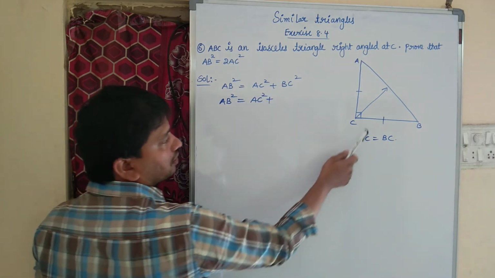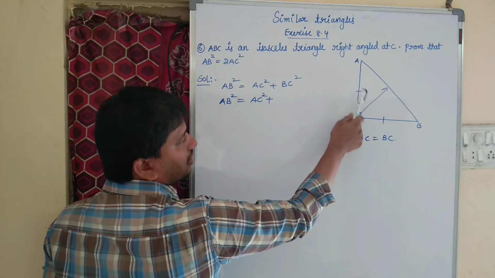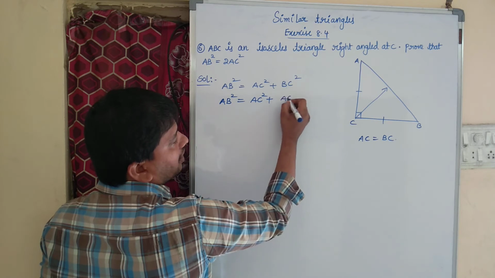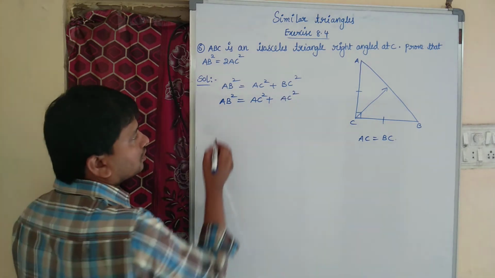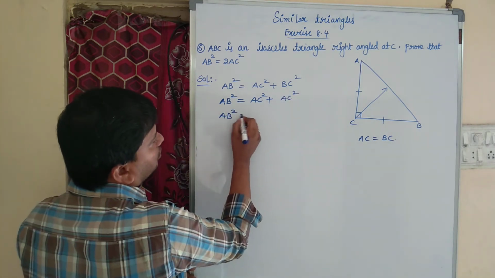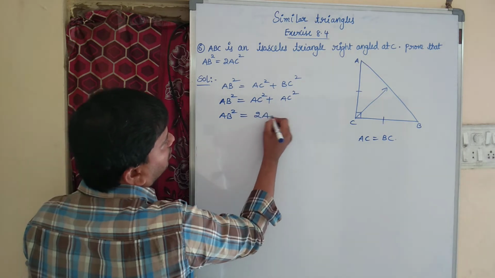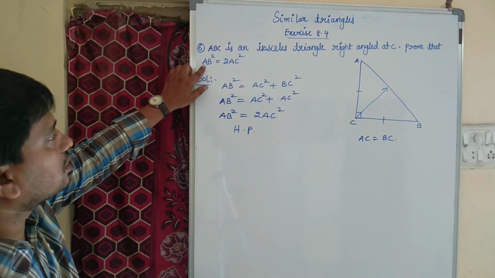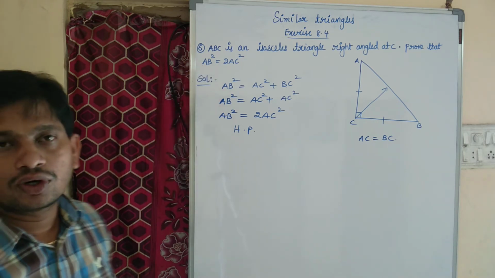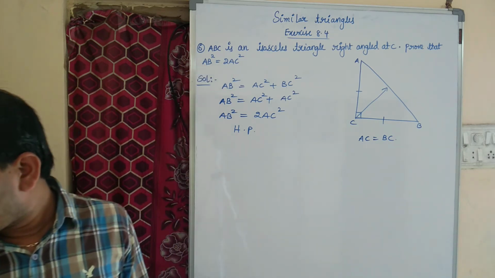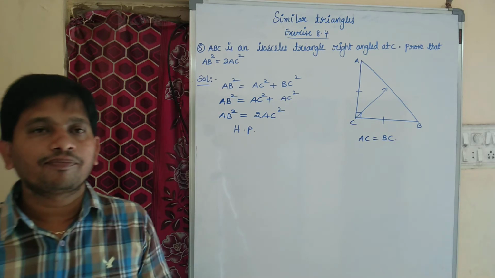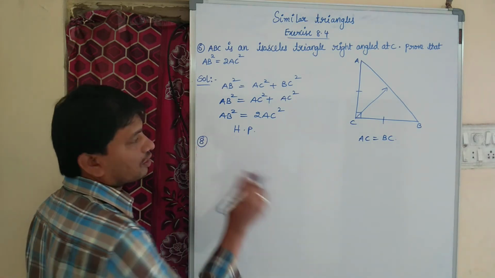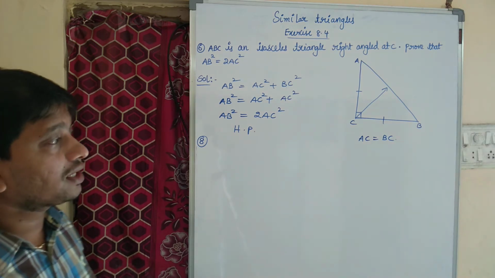See, we know children, side BC, AC, they both are equal because it is an isosceles triangle. In place of BC, I can write AC. So AB square equal to AC square plus AC square, 2AC square. Hence proved. Actually they are asking to prove that AB square equal to 2 times AC square only. So similarly, if you observe 8th question, same method. All the method questions I am explaining at once.